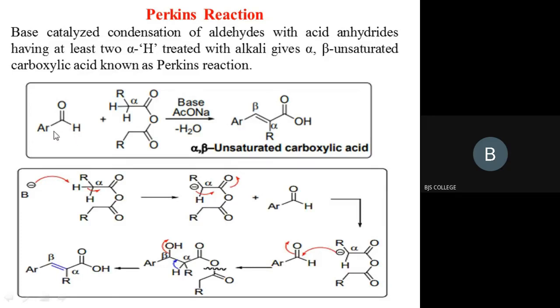Now, which are the two reactants which are going to react with each other in Perkin? So you have an aldehyde and you have an acid anhydride.